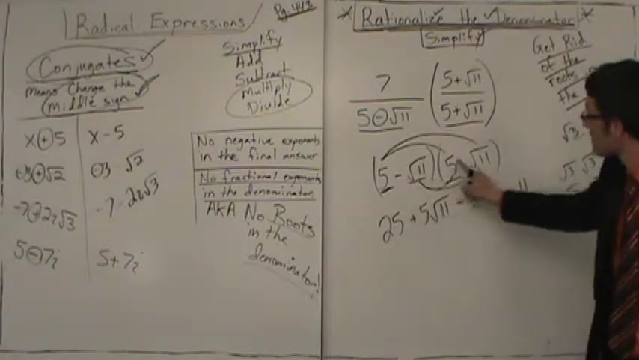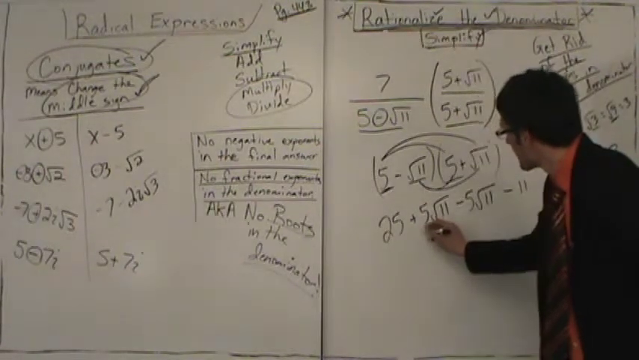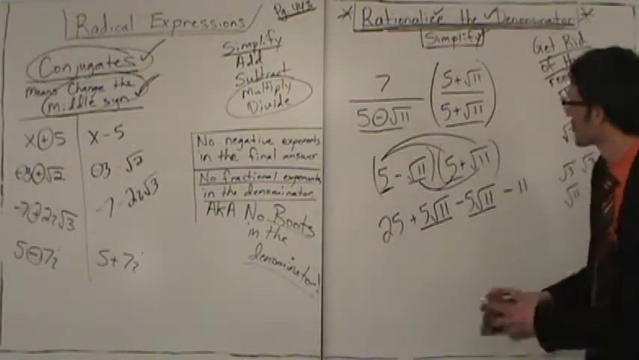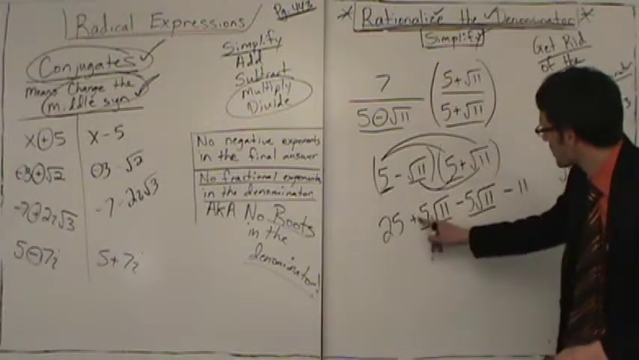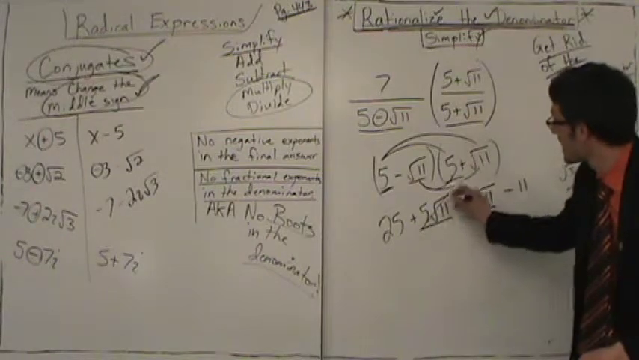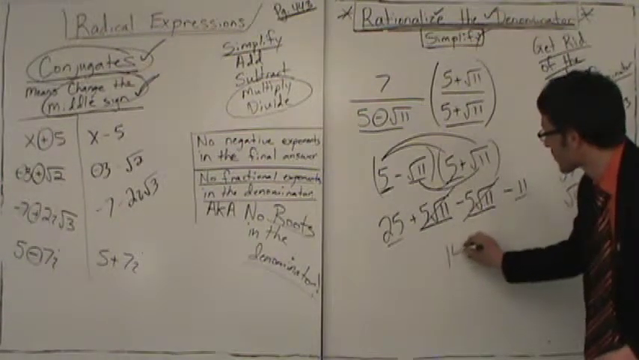And negative times positive is negative. Now, we end up with 5 root 11 and negative 5 root 11. Remember, when we multiply conjugates, the center cancels. So if we look at this, plus 5 root 11 minus 5 root 11 cancel out. So this becomes 0. 25 minus 11 is 14.